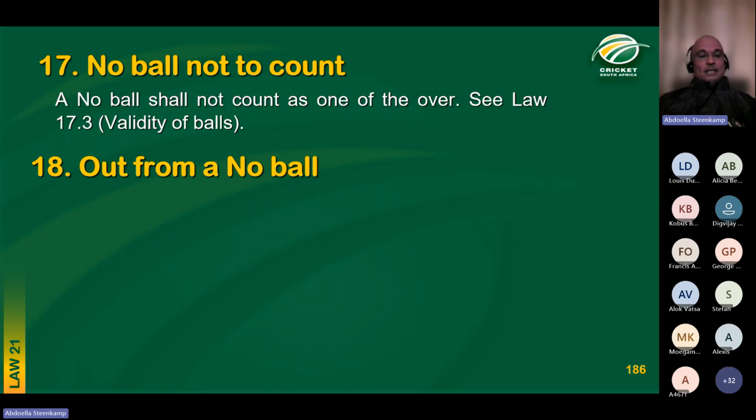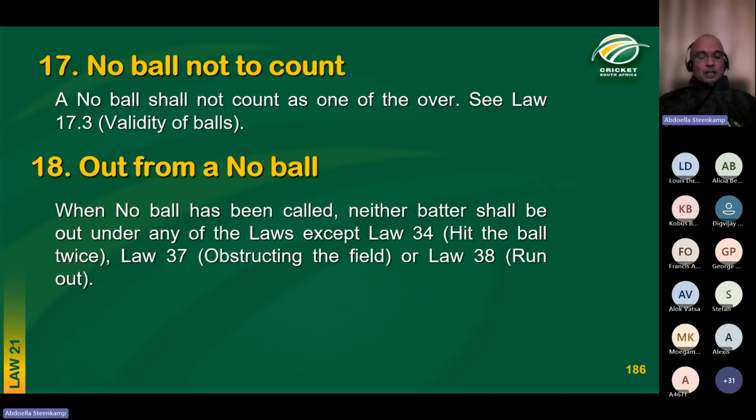And then lastly, how can you be dismissed off a no ball? There are 3 ways. Firstly, hit the ball twice. Secondly, obstructing the field. And lastly, run out. These are the only 3 modes of dismissal by which a batter can be dismissed if a no ball is called: hit the ball twice, obstructing the field, and run out.